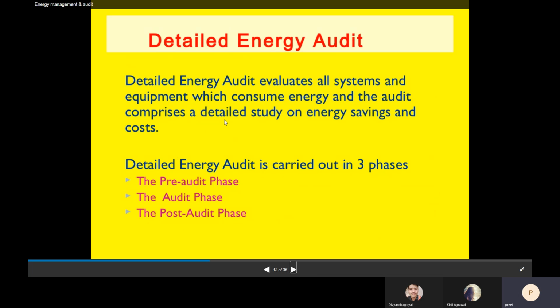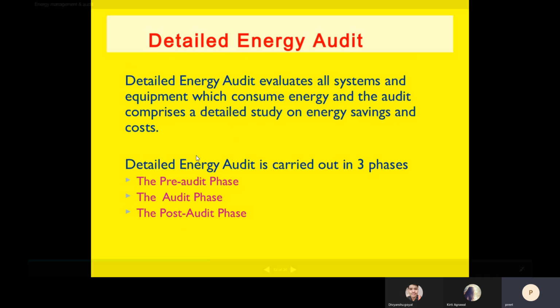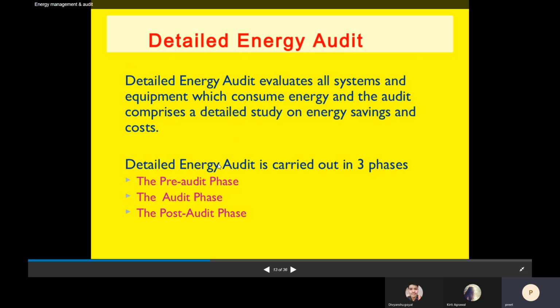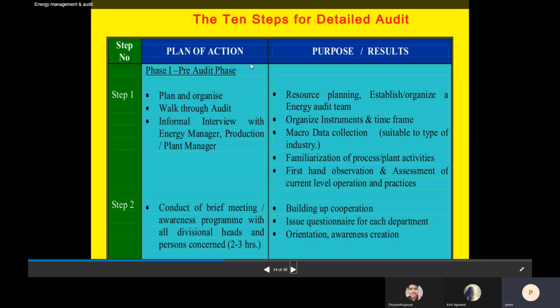The third one is detailed energy audit. In detailed energy audit, we need to perform the audit in three phases. The first one is the pre-audit phase, the second is the audit phase, and the third is the post-audit phase. For these three phases, we need to cover 10 steps. So let us see what these steps are.